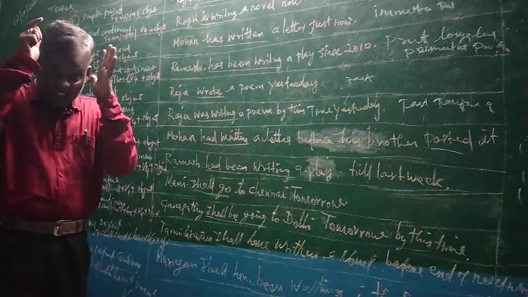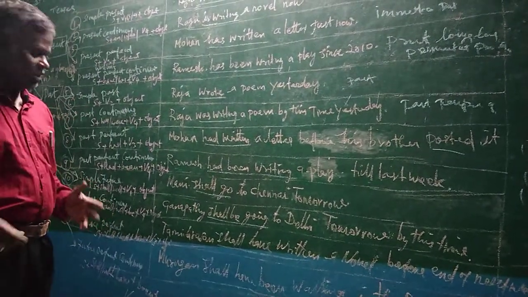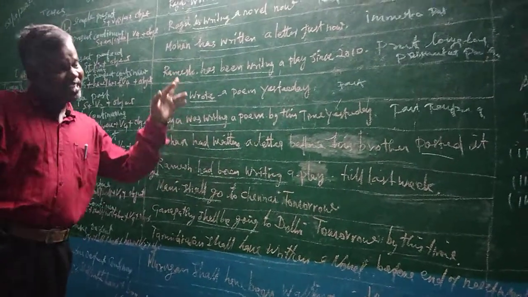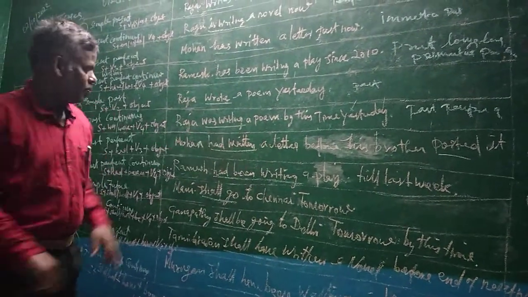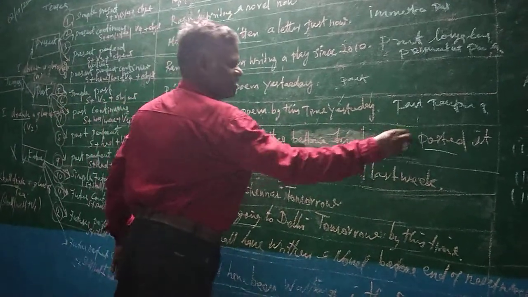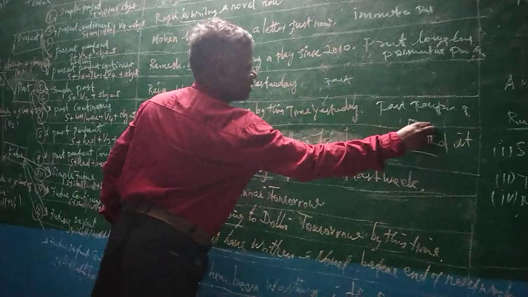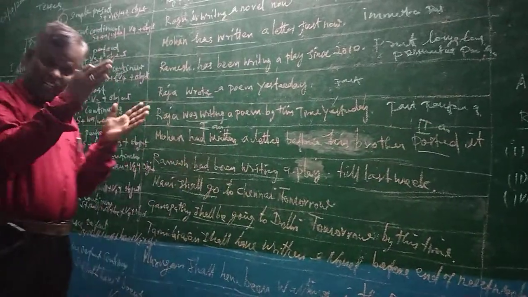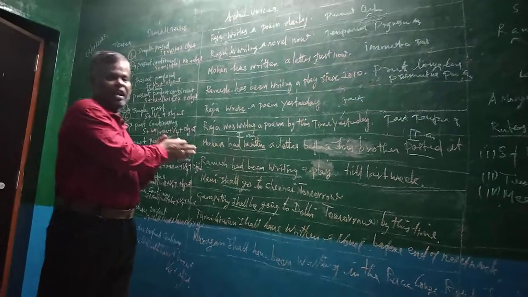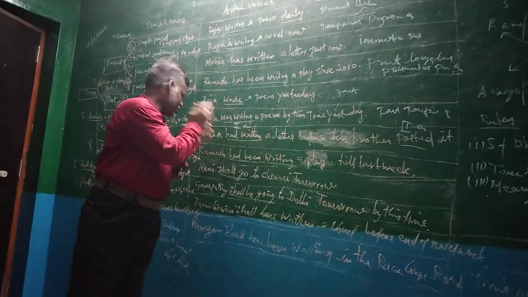That is the first completed action, and it must be given in the past perfect. The second completed action should come after the first completed action. Second completed actions must be in the simple past. The first completed action should be in the past perfect.